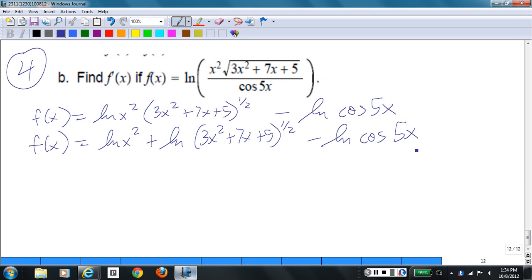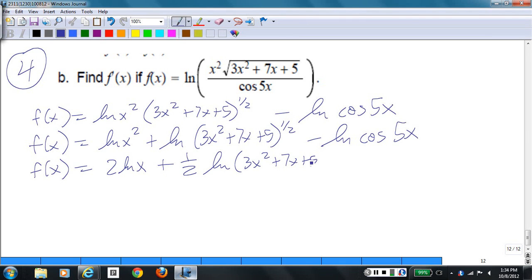And then the other thing to do before taking derivatives is take the 2 on the x squared, bring it out in front of the log, take the 1/2 exponent and bring that out in front of the log. So f of x equals 2 natural log of x plus 1/2 natural log of 3x squared plus 7x plus 5 minus, getting lonesome over here, cosine of 5x. Now, taking the derivative is not nearly as horrendous as it otherwise would have been. It would have been bad.